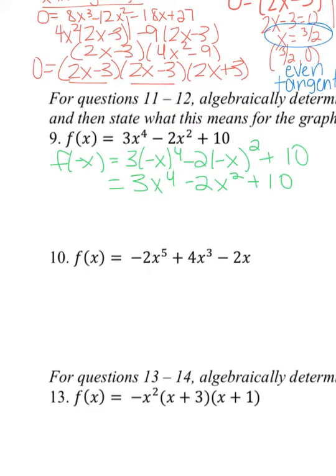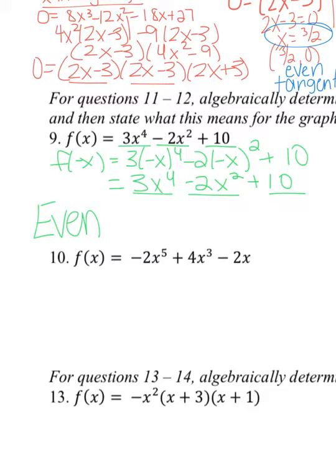So if everything is equal, it is even. If everything is opposite, it is odd. If it's neither, then it's neither. So 3x to the fourth, 3x to the fourth, those are the same. Negative 2x squared, negative 2x squared, those are the same. Plus 10, also the same. Everything is equal. This function is even.